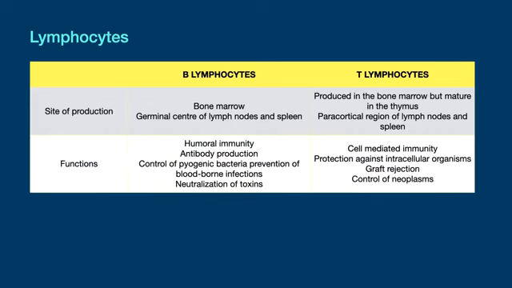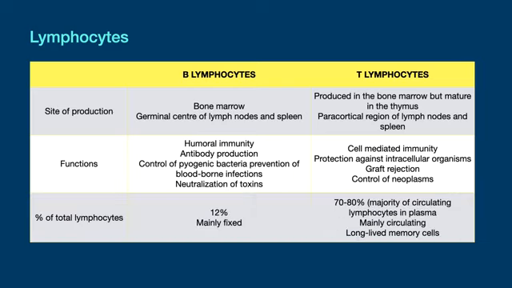As for the functions, B lymphocytes work on the humoral immunity, antibody production. It controls pyogenic bacteria, prevention of blood-borne infections and neutralization of toxins. As for the T lymphocytes, they are involved in cell-mediated immunity and protection against intracellular organisms and graft rejections.